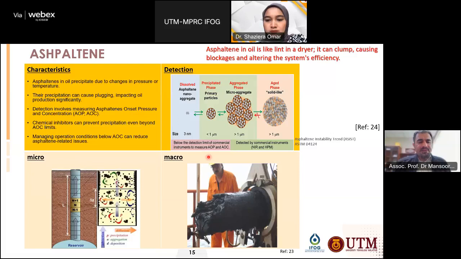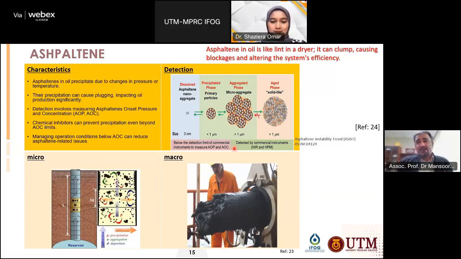We actually cannot detect it, or the measurement cannot be done, by this kind of AOP or AOC. But the detection can be done by commercial NIR, which is near infrared, and high pressure microscopy to identify the asphaltene flocculation. And also we can use particle size analysis techniques.